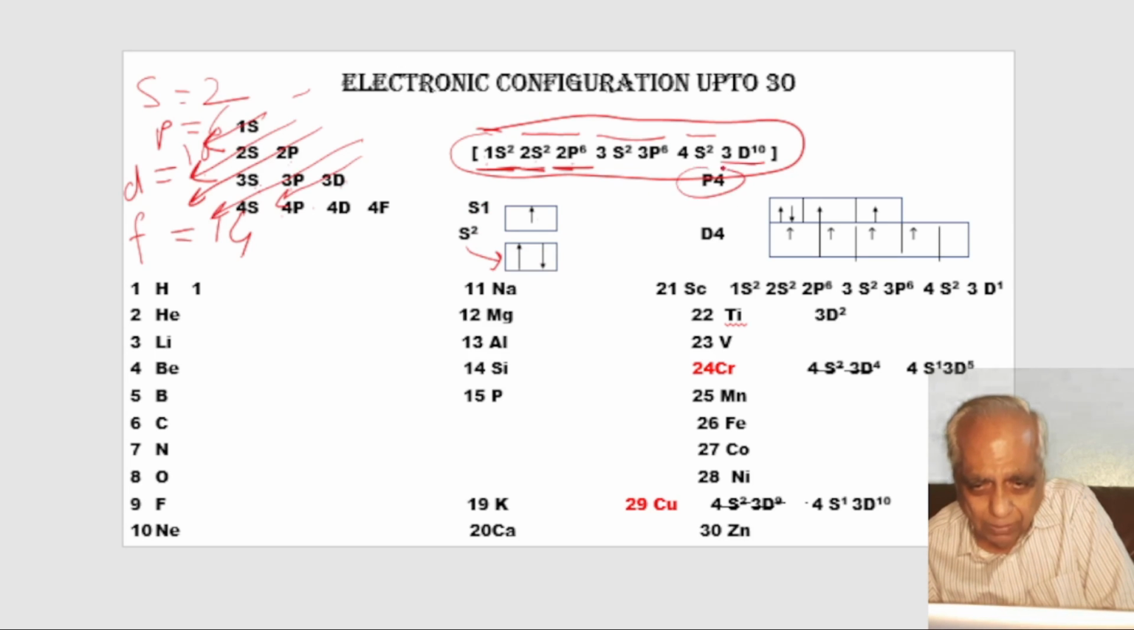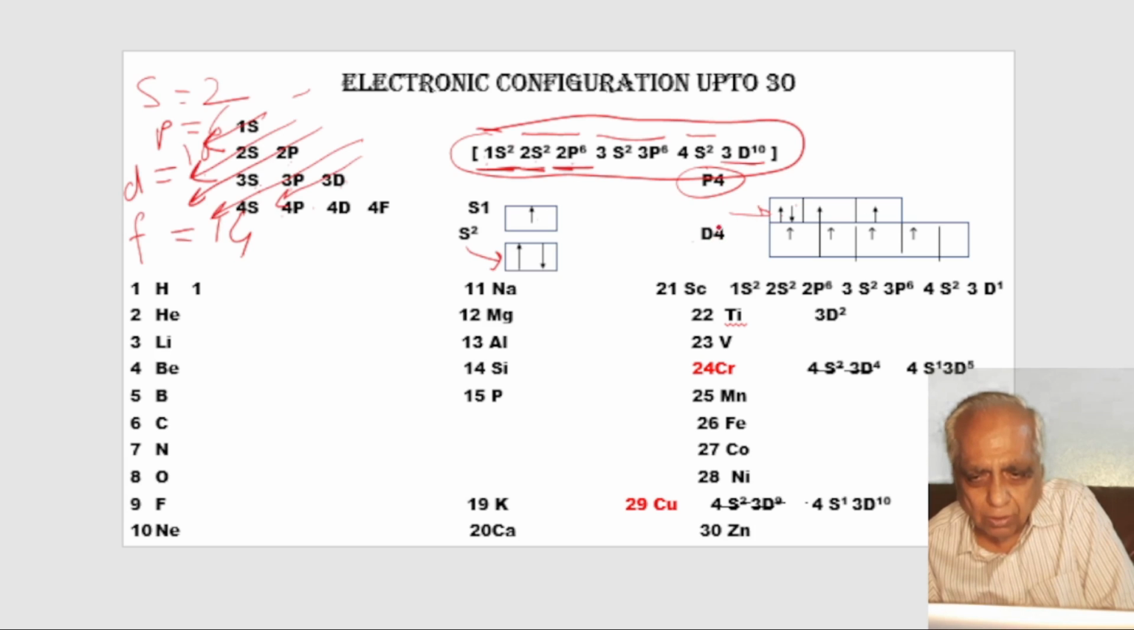Typically I have shown P4. In P4, there will be 3 small rectangles. This rectangle for P orbit and 2 lines, so that 2, 4, 6, because P orbit I can have maximum 6. So I have shown P4. So first electron will come here, second will come here, third will go in the third, then fourth will come in this first. So this is how we represent P4.